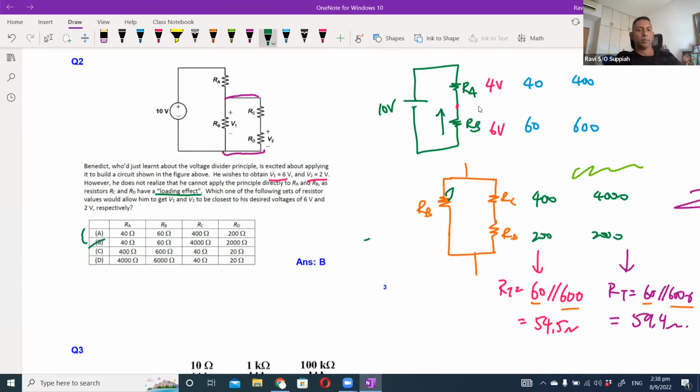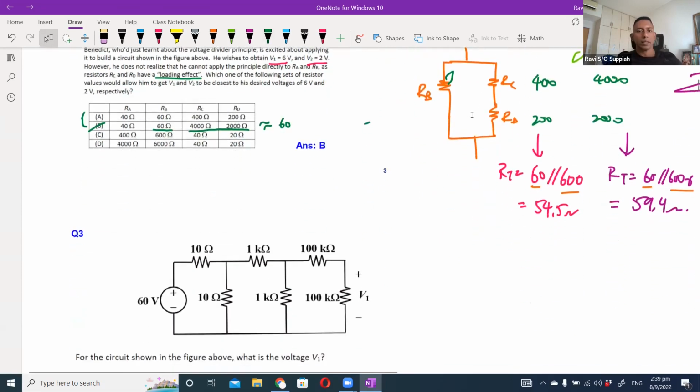Why? Because in B, when you say 40 and 60, on the other branch you have 4,000 and 2,000, which means that this combined branch, 60 plus 4,000 and 2,000, will be approximately 60 ohm, which means I will still get close to 6 volts. And when I have 6 volts here, I'll also get 6 volts here. When I do a voltage divider between 4,000 and 2,000, I'll get the 2 volts here. So that is the idea behind question 2.